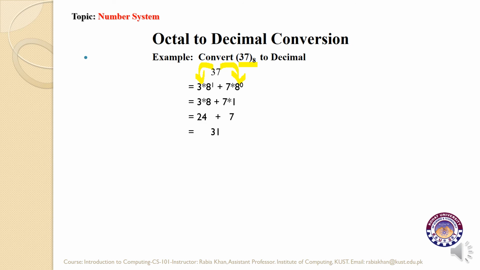Now we can pronounce it as thirty-one, not three-one. 31 is now a decimal number. So how can we write it? 37 in base 8 is equal to 31 in base 10. Let's see another example.